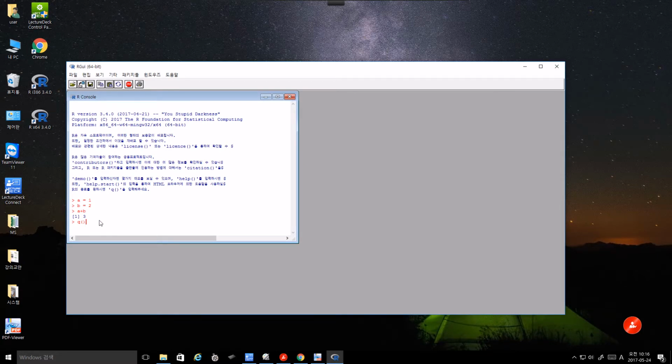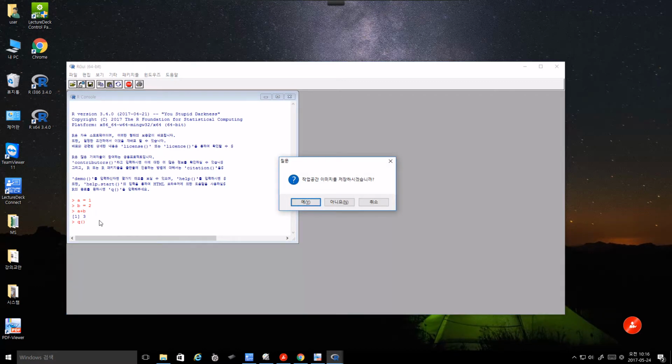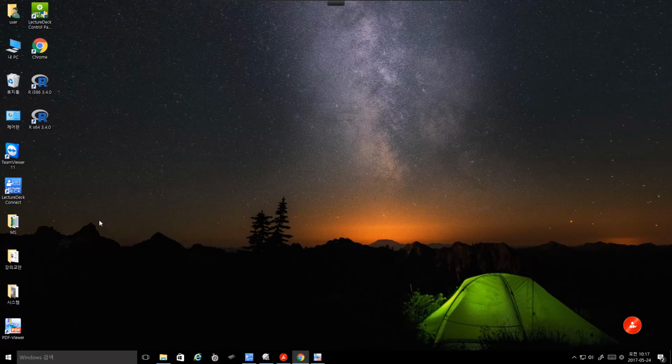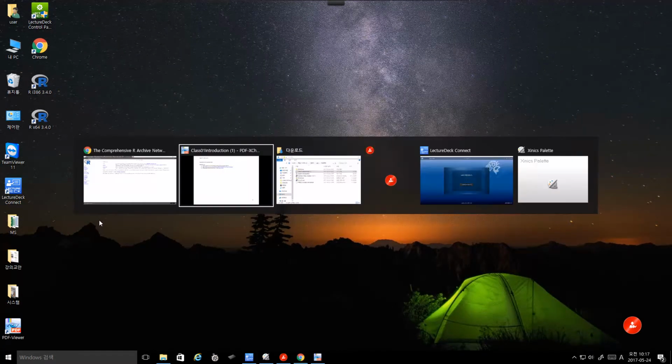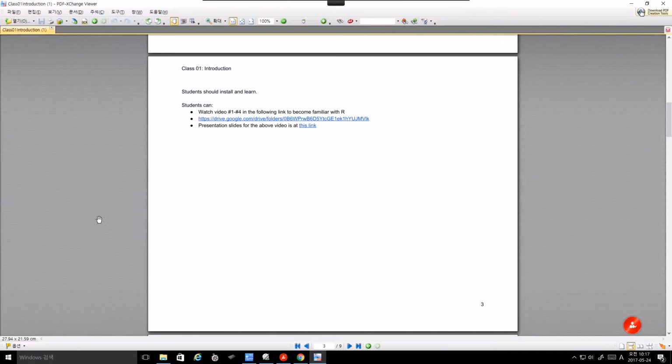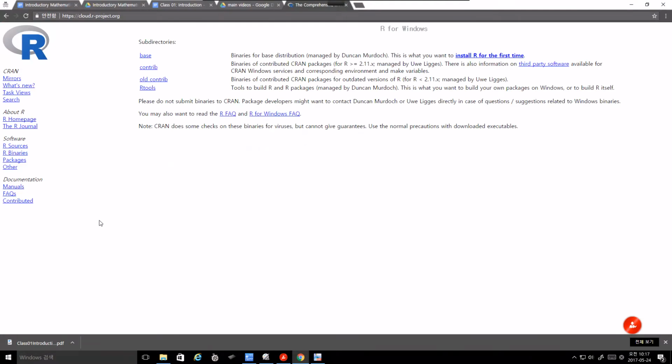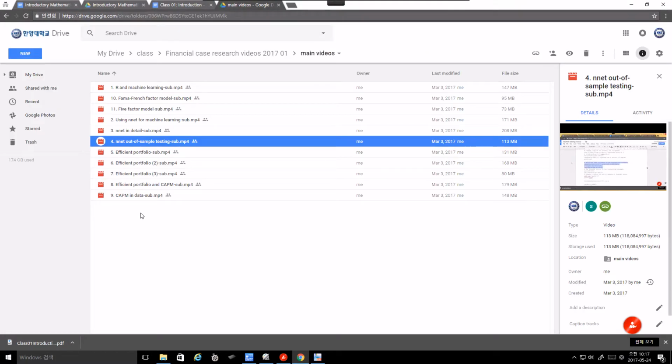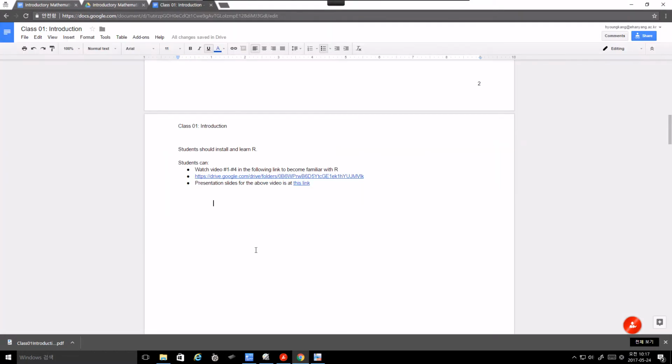So I prefer this way, so type Q, and then no, I don't want to save the image of workspace, no. So let me go back to our class slide, first class slide. Let me close this one, this tab. I can close this tab too.